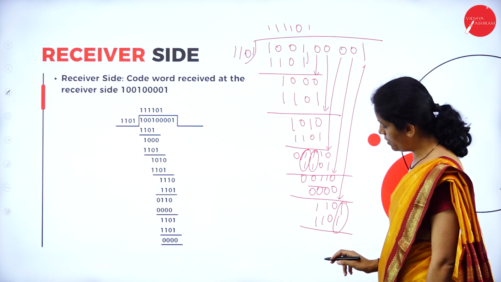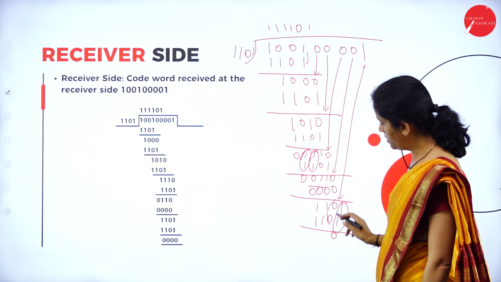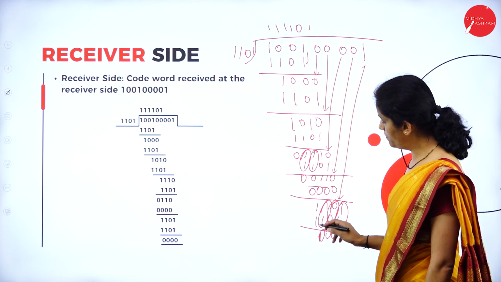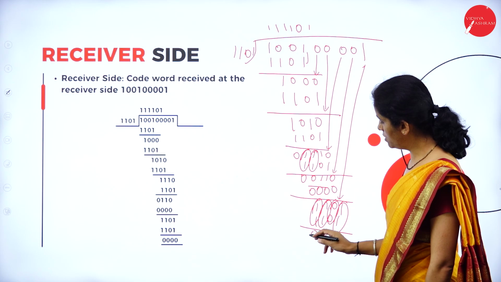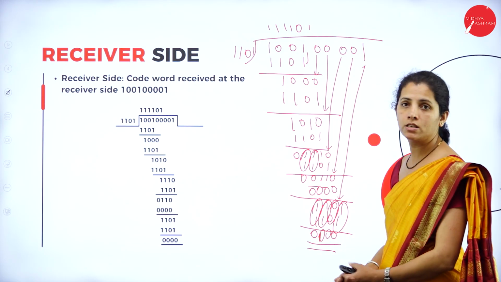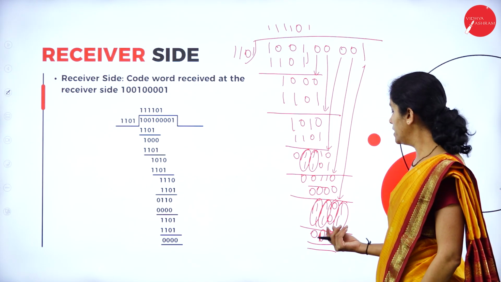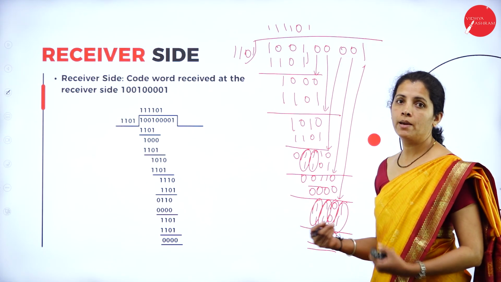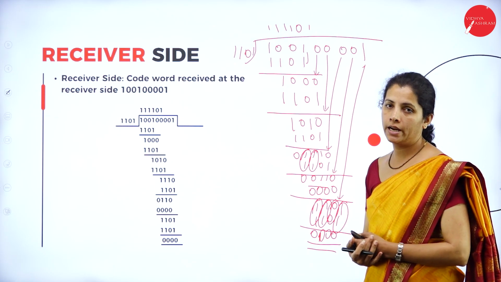It is an even number of ones, 0, even number of zeros, 0, even number of ones, 0, even number of ones, 0. I got all the zeros. So the data bits are not corrupted, so the receiver can accept the data.